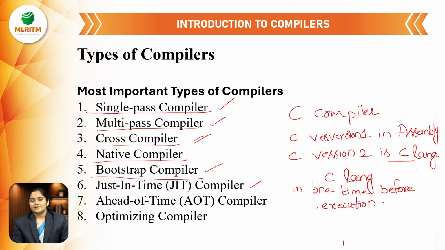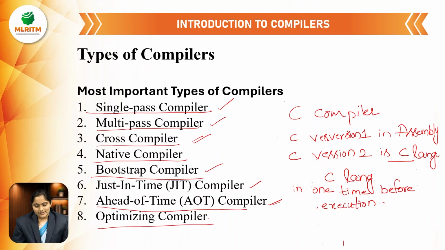Just-in-time compiler means it doesn't compile the entire code before its execution. Whenever it is needed during execution, it compiles the necessary part of your program. Coming to the next one, ahead of time compiler. These types of compilers compile the entire program before its execution, which means that before execution only, an executable code will be ready with the help of these compilers.